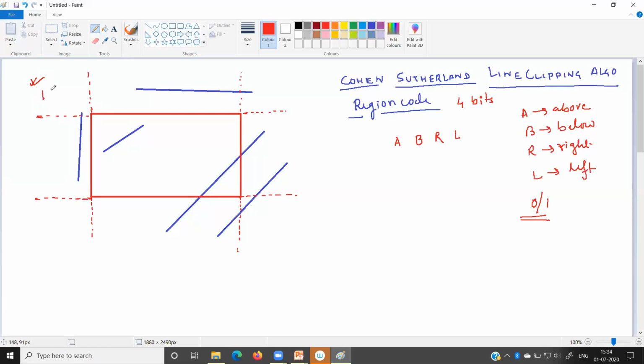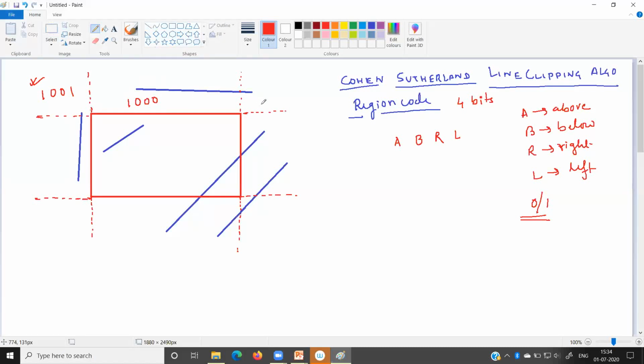The region code will be 1001. Now consider this one. This region is only above the clip window. It is not on the left side, not on the right side. Fine. So for this particular region, the region code will be 1000.